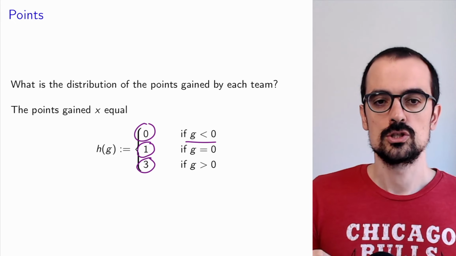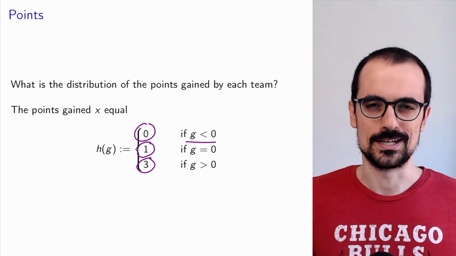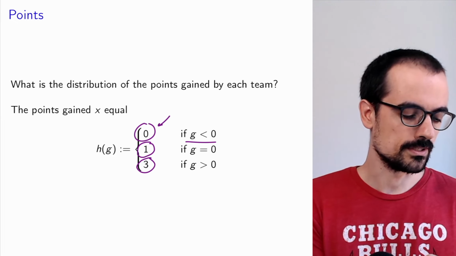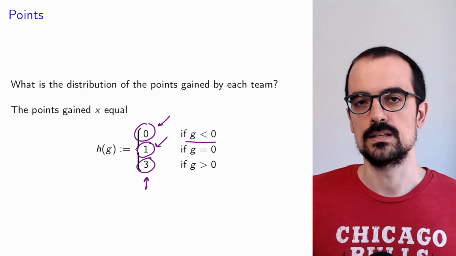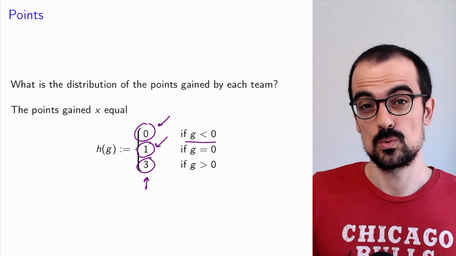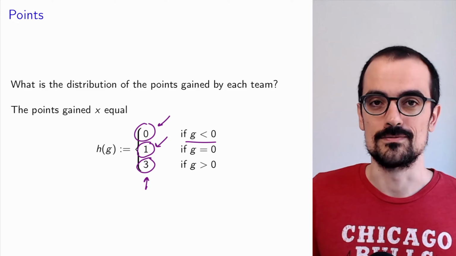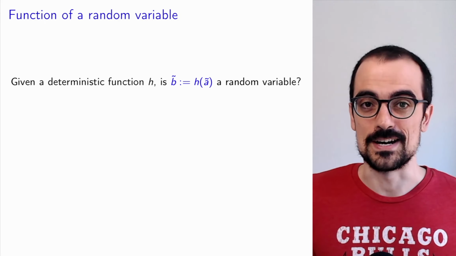Okay? So that particular team, I think it was Barcelona in the example, unless I'm getting it wrong, will earn 0 points if the goal difference is negative, 1 point if there's a tie, 3 points if the goal difference is positive. But now, what is the distribution? So what is the probability mass function of this new random variable? Well, first we have to ask ourselves, is this a random variable?